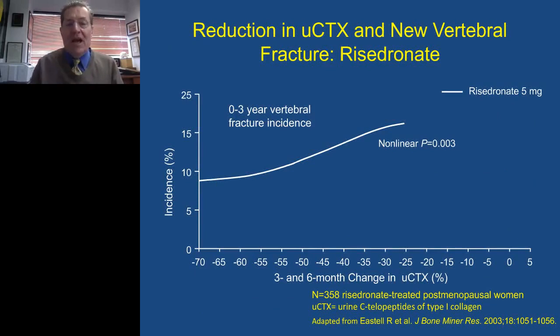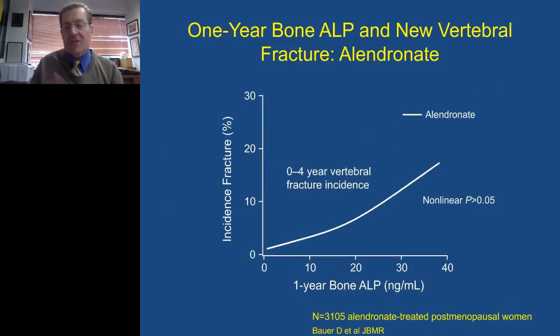This is another slide that came from the alendronate data. This was from Richard Eastell's publication, the JBMR in 2003, looking at urinary CTX with risedronate and showing that there was a relationship between the magnitude of reduction in the CTX and the magnitude of fracture reduction in incident vertebral fractures. The last one was from the risedronate data.